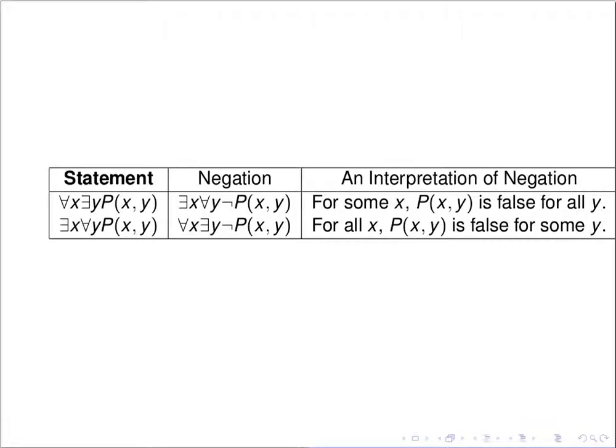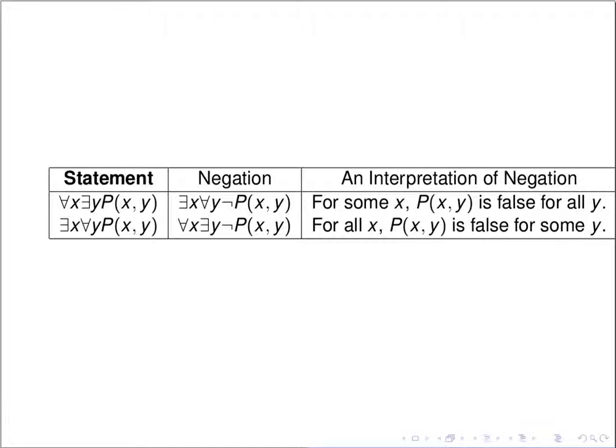Okay, what about statements where you have two quantifiers? So notice that if you have a statement of the form, for all x there exists y so that p of x,y is true, the negation of that, you flip both quantifiers and negate the statement. So the negation of that is there exists x such that for all y, not p of x,y. So to interpret the negation, that would mean for some x, p of x,y is false for all y.